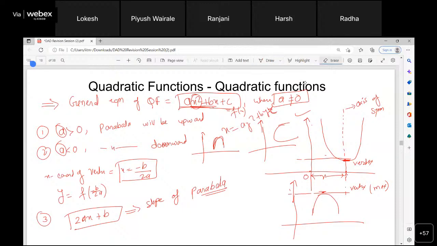You are just changing the x's, right? That is the case. But of course, we are referring to this general equation only, y equals ax square plus bx plus c.